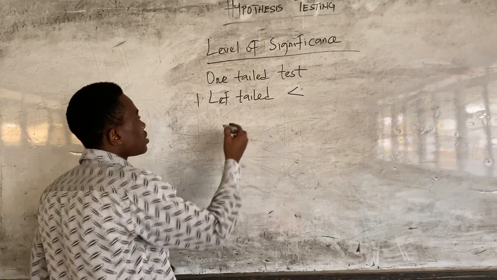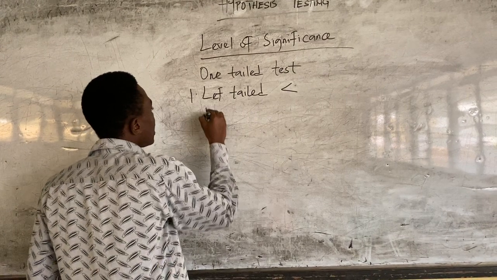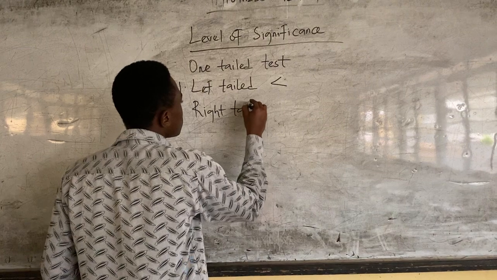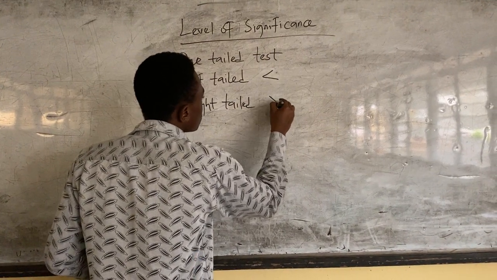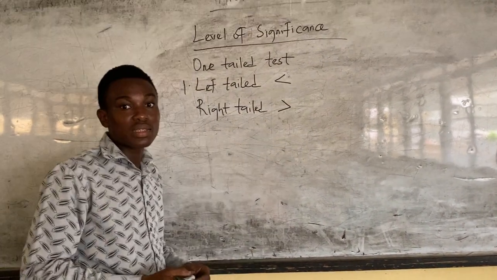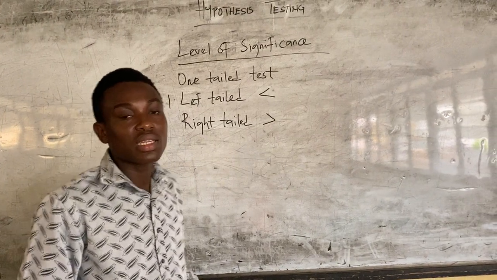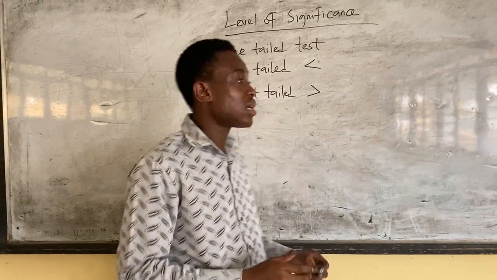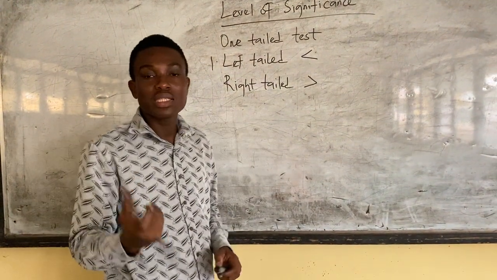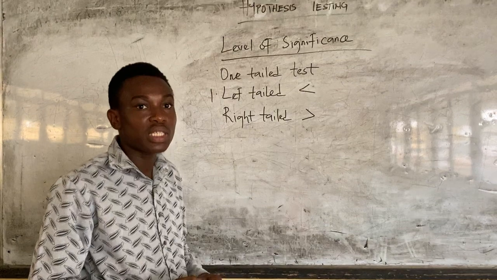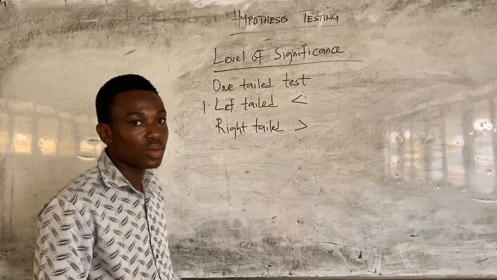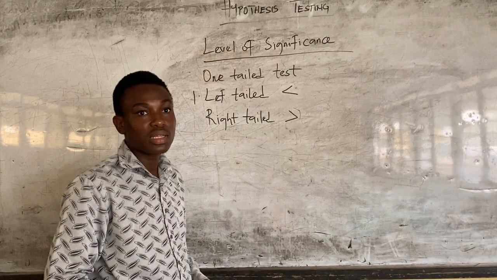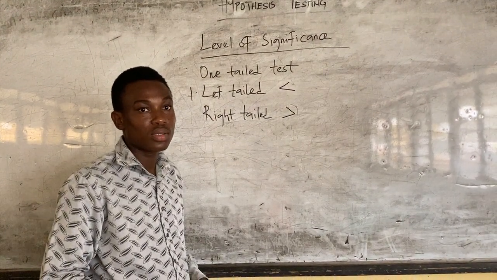So we have this for left-tailed, and then our right-tailed, we have the greater than. If something is greater than, then it means it's more than or it's moving to the right. So as a result, that is our right-tailed test. So if you write your alternative hypothesis and realize that the operation that was used is a greater than, then that test is a right-tailed test.